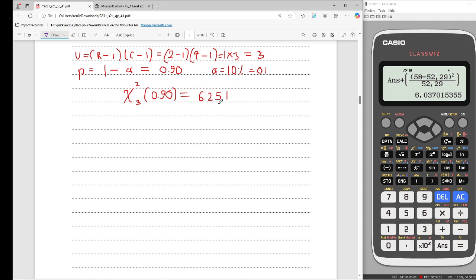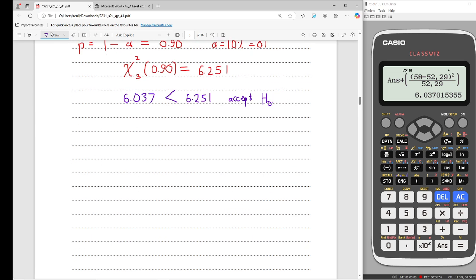So now that we found the tabular value, the critical value, we need to compare. We have our test statistic as 6.037, as shown over here, and we have the critical value, which is 6.251, and the critical value is greater. So when we have a critical value greater than the test statistic in a chi-squared test, we accept H null. If not, we reject. So in this case we accept H null.